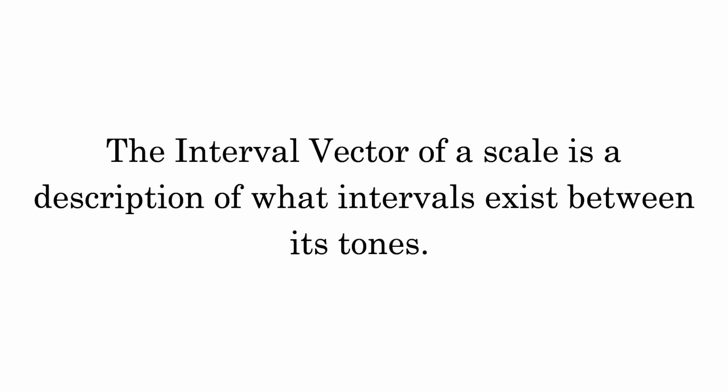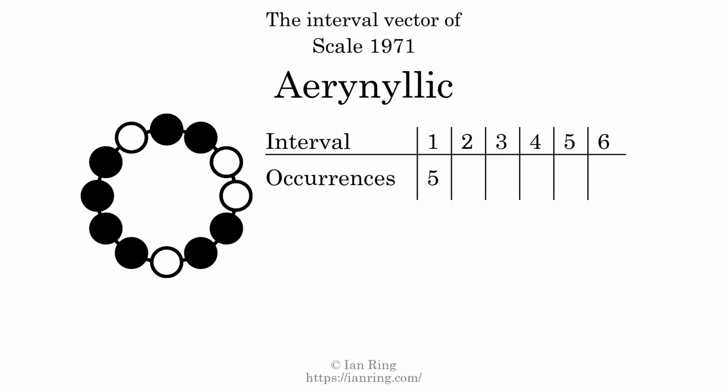The interval vector of a scale is a description of what intervals exist between its tones. There are 5 intervals with the size of 1 semitone. They are here, here, here, here, and here. There are 4 intervals with the size of 2 semitones. They are here, here, here, and here.